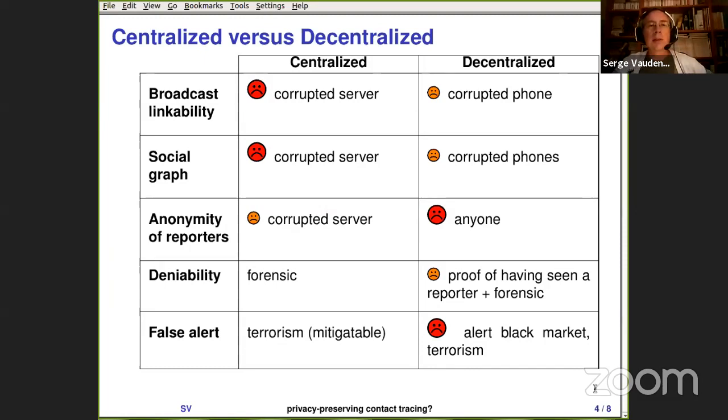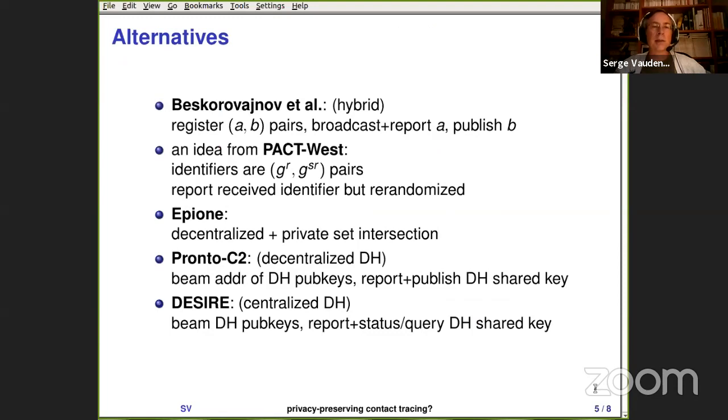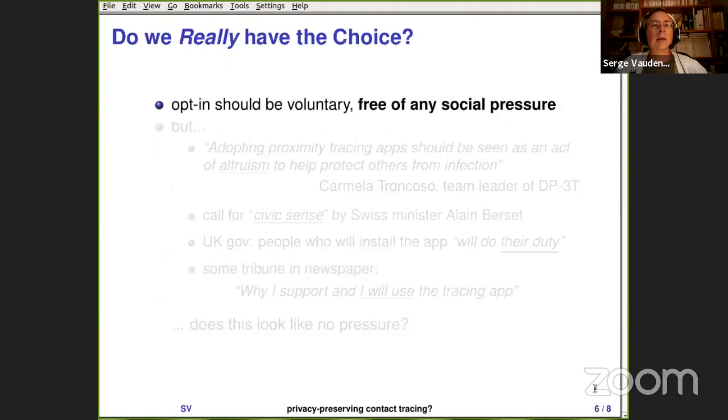So you can see all these differences, and whether one is more important than the other is actually a subjective opinion. There are some alternatives, as I mentioned yesterday. I don't really have time to go through them, so I would like to discuss some other personal opinions, for instance, about the freedom of choice.